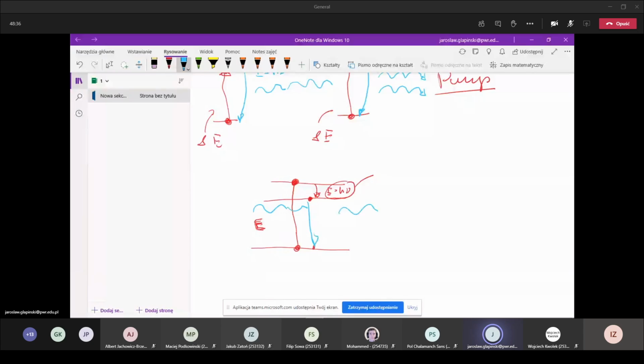So we've got two signals of stimulated emission. As we can see, because we've got the waves and the same energy, it means the same frequency. So the laser light is monochromatic, more or less, of course.